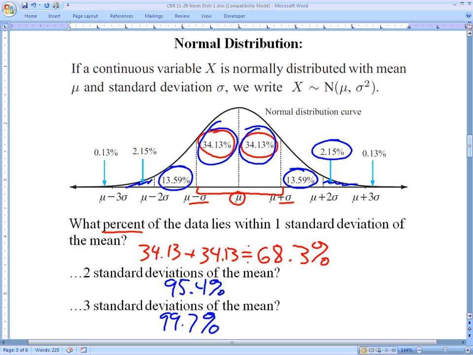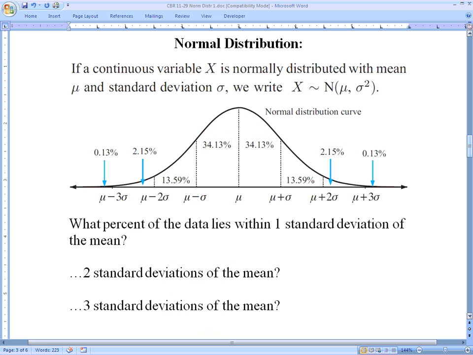The IB syllabus says that we should recognize that within one standard deviation, it's 68%, and then within two standard deviations, it's about 95%, and three standard deviations, nearly 100%, 99.7%. So that's the idea of doing it without a calculator.